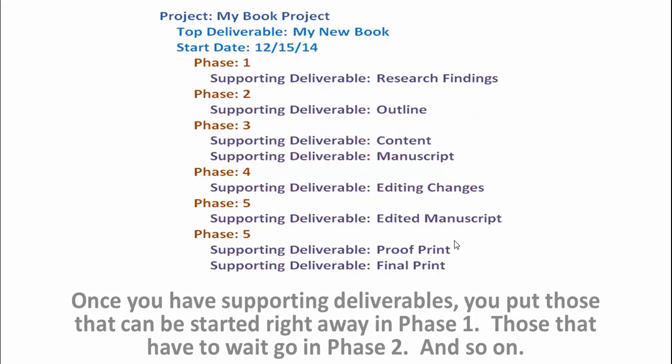Once you've got your supporting deliverables, you put them into phases. And phases can have one or more. The key is that phase 1 has the supporting deliverables that can get started right away. Phase 2 has to wait for phase 1 to be done, and so on. So in phase 3 we can work on content and manuscript at the same time. Right?